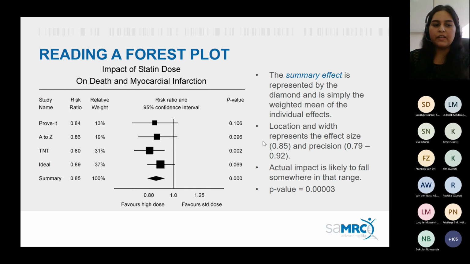There'll be examples at the end where I'll go through a forest plot again, and maybe it'll be more clear then. And how to calculate precision.